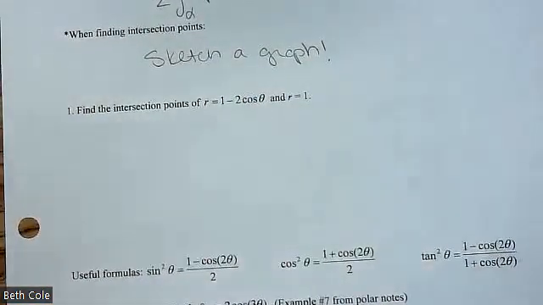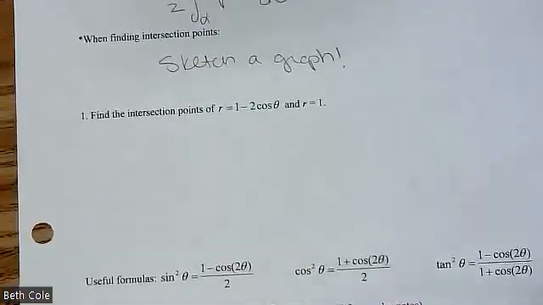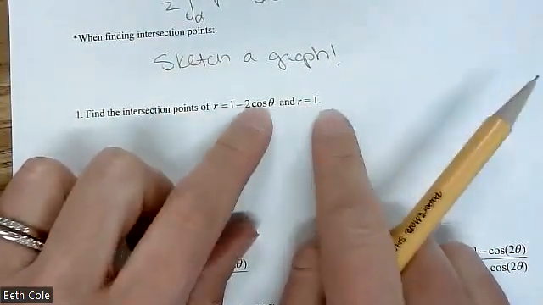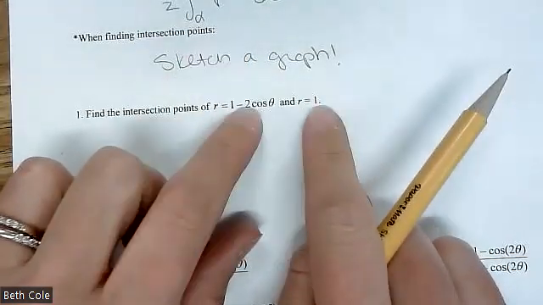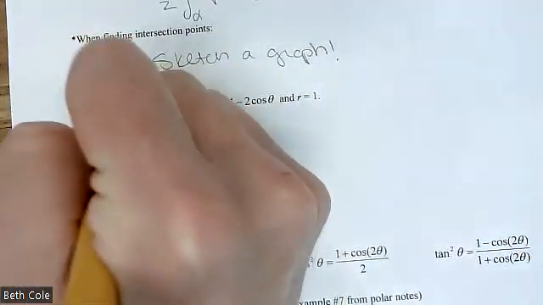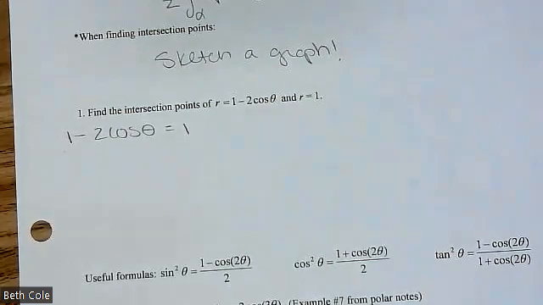Now, typically in rectangular land, if you want to find the intersection of 2 graphs and you don't have a calculator, what would you do with them? Set them equal. Okay, so we're going to start by doing that here. Do you see how we have R equals all of this and then R equals 1? Okay, we're just going to set those equal. So you would have 1 minus 2 cosine theta equals 1. And we're going to just work that out.